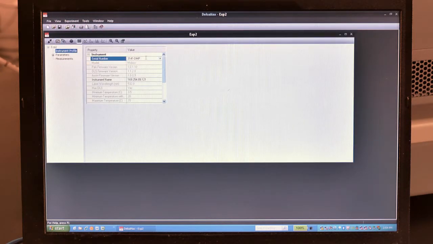I'm going to tell the software which instrument to connect to. And then I just press this button on the upper left-hand side, and that connects the software to the instrument. It's indicated by a green light flashing on here. This is the start button.